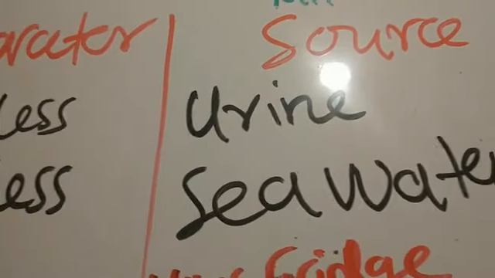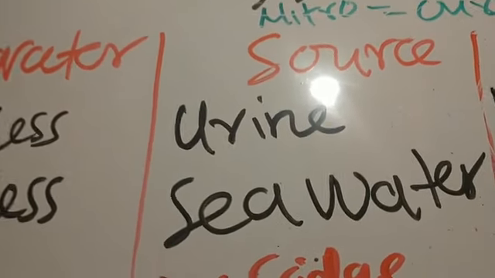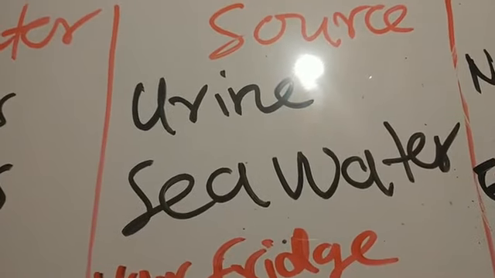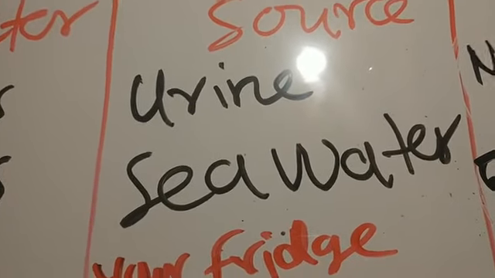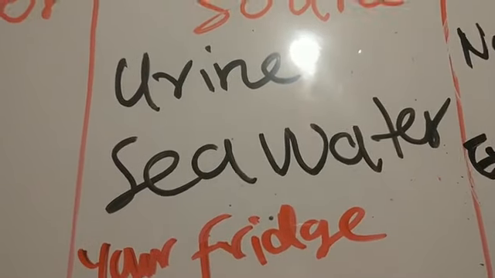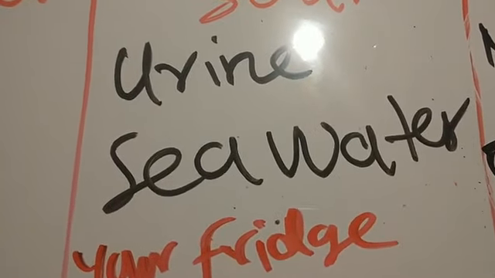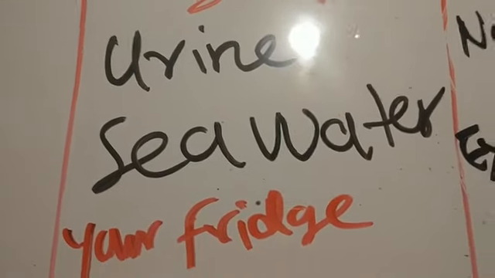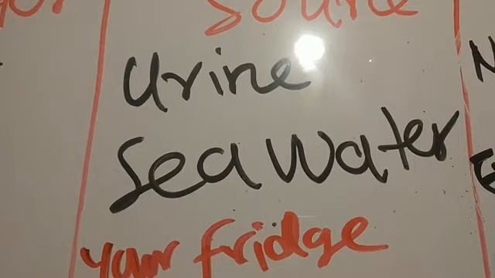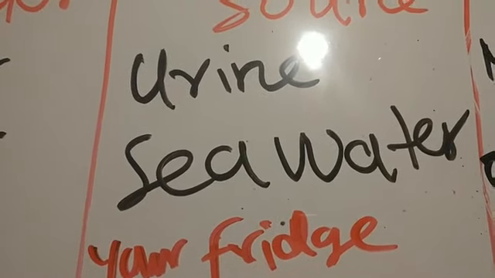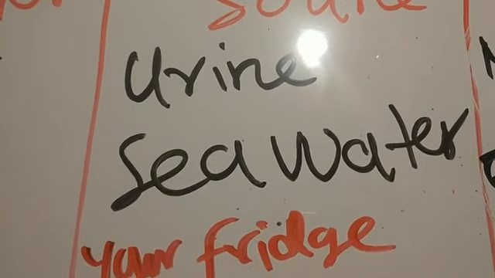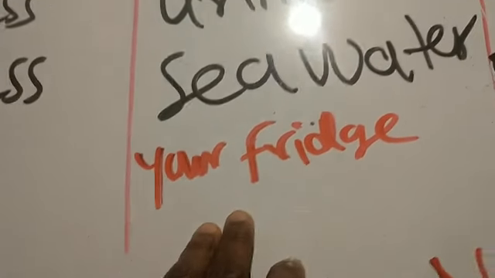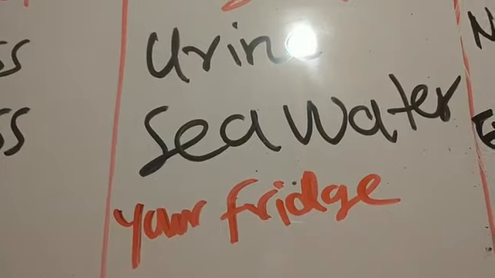Urine is a combination of nitrogen and hydrogen. That is ammonia. Urine smells like ammonia gas. Your urine is ammonia. Now, in your fridge, you have a refrigerant in your refrigerator at home.